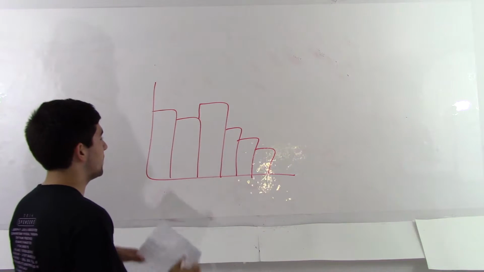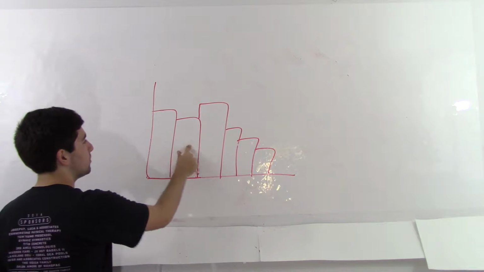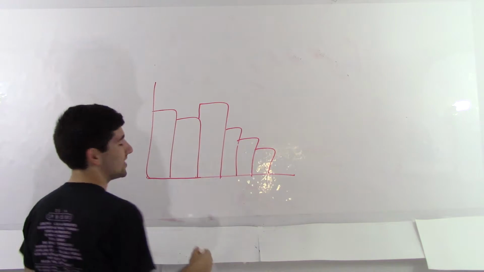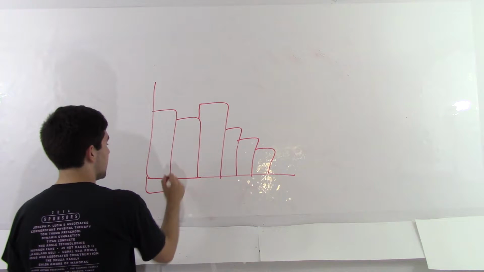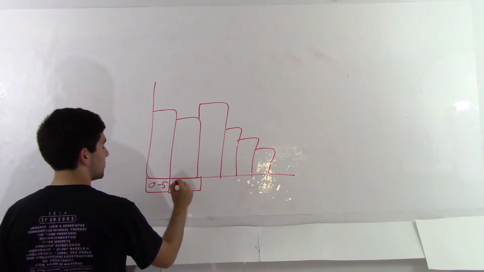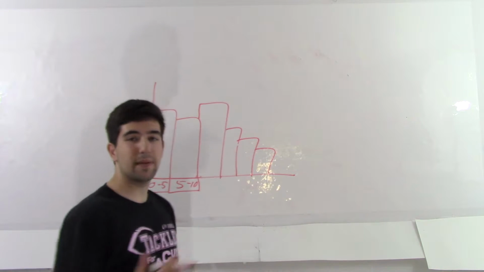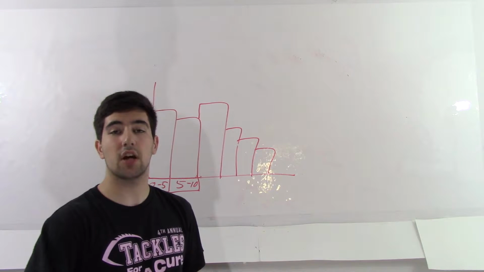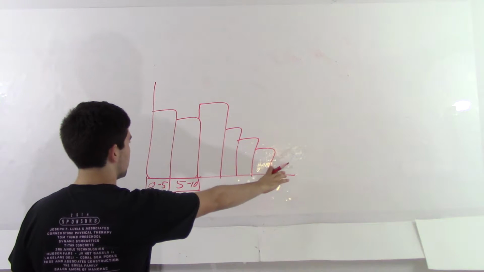What you have to remember about a histogram is that each bar represents an interval of data. So this first bar might represent the ages of people 0 to 5. This next bar may represent someone 5 to 10, and so on. Now what this is mainly showing us is, like the other graphs, a distribution of data. So in this case we can see that the distribution is declining.